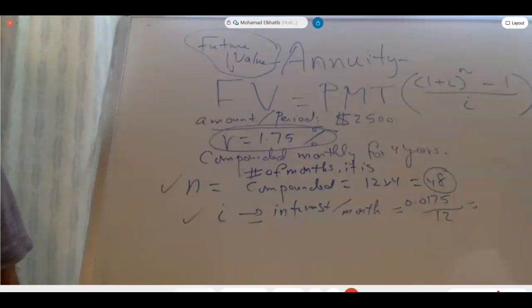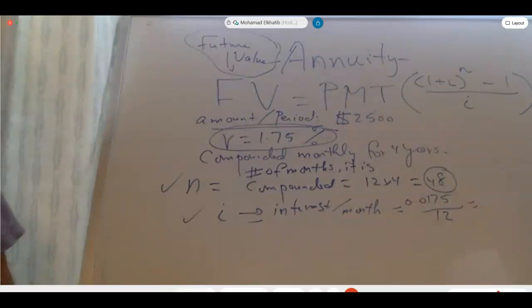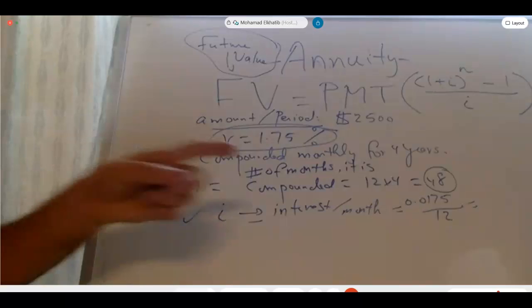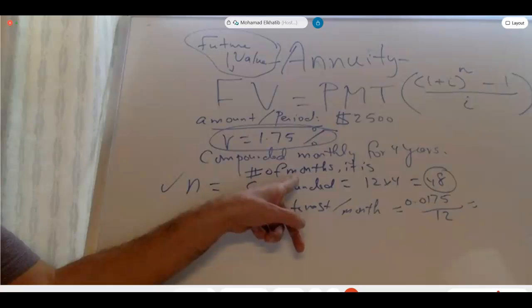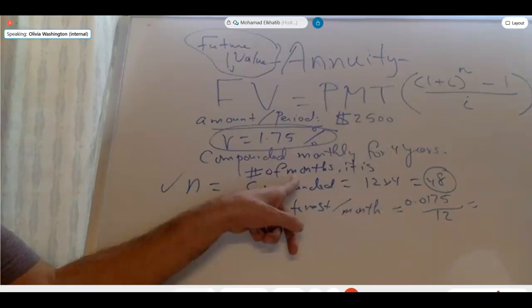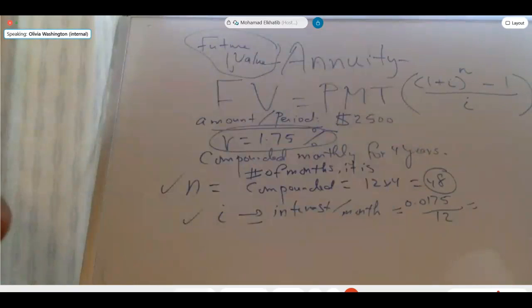Can you just repeat how to find N? What is N when you did the compounded monthly? 12, right? Like from the other lecture. Yes. You multiply by how many years? That's all you do. That's it.